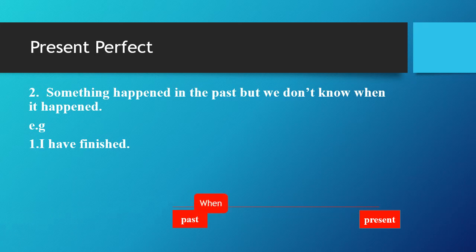I have finished my work, but when? Either in the morning, in the afternoon, or in the evening. So, we don't know when the work has finished, but the sentence shows that the work has finished. Next is, I have eaten my dinner. When I have eaten my dinner, we don't know when.